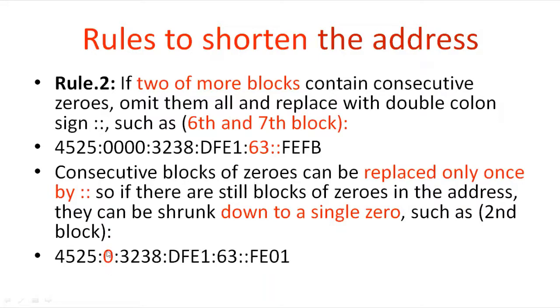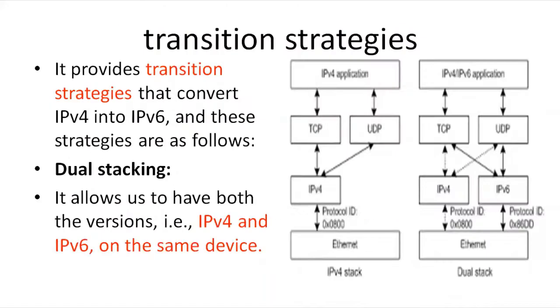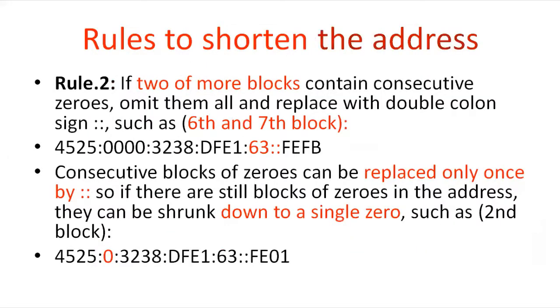That means the block of four zeros is replaced with a single zero. That's why you are reducing the size of the IP version 6 address. In this way you may reduce the size, even though it is still very difficult to remember. That's why you may use the DNS, the domain name system, converting names into IP addresses. We previously discussed the domain name system concept, and here also you will use it.